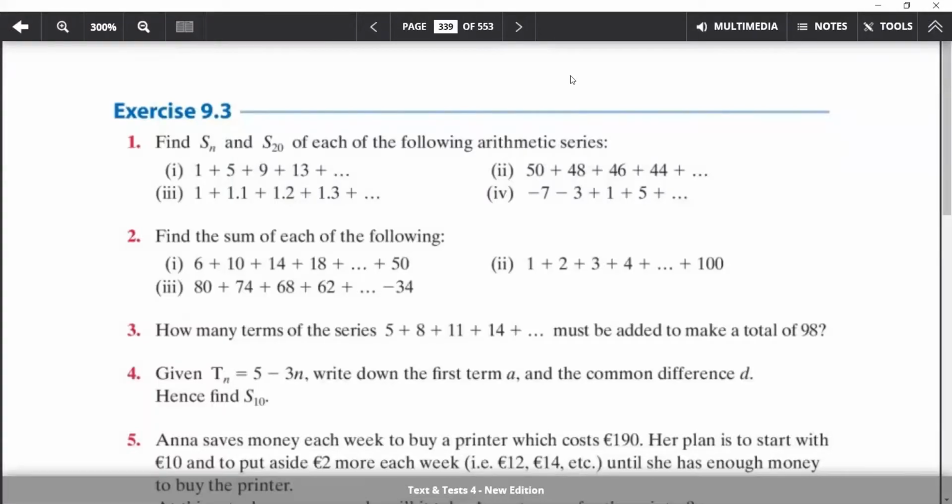We're looking at page 339, exercise 9.3 there. We'll do question 1, maybe parts 1 and 2. What we're looking at here is finding the sum of an arithmetic series, okay?